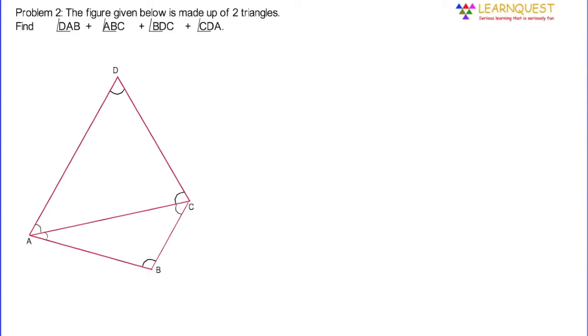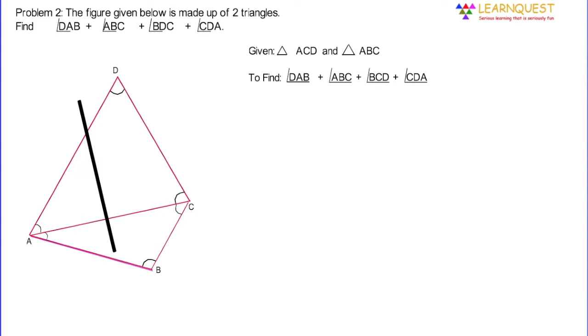To solve this problem, let us first start by seeing what is given. We are given a figure which has two triangles, triangle ACD and triangle ABC. Now what are we supposed to find out? We have to find the sum of all these angles. So let us identify these angles in the figure: angle DAB, angle ABC, angle BCD and angle CDA.